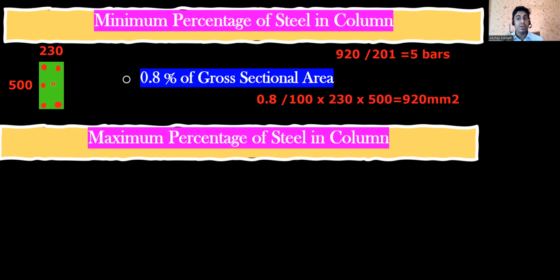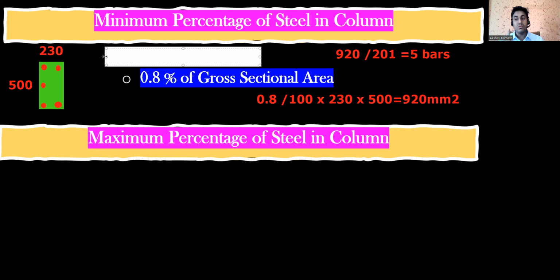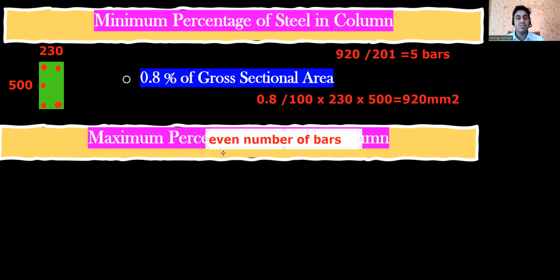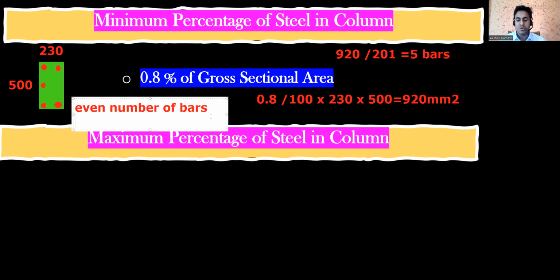So always remember, one more question will come. Always remember, in the column, you have to give an even number of bars. What is an even number of bars? You cannot give 1, 3, 5 number of bars. You have to give minimum 4. What is the next even number? 6. Next even number 8. Next even number 10. Next even number 12. Got it? So in this way, you're supposed to give.